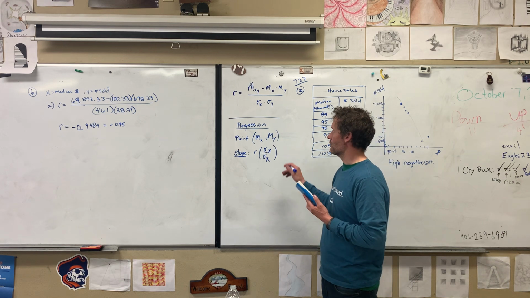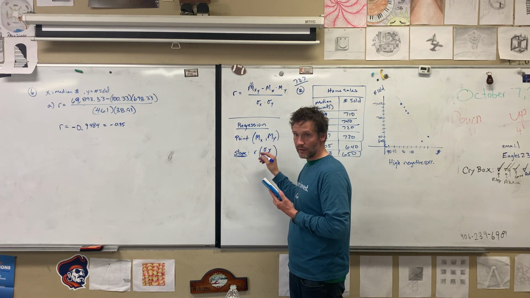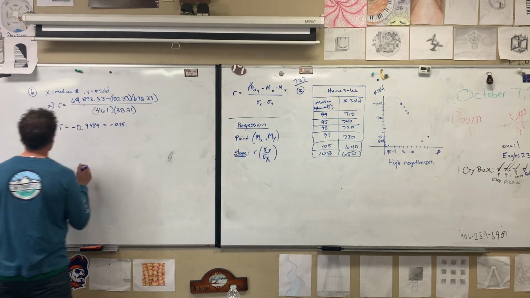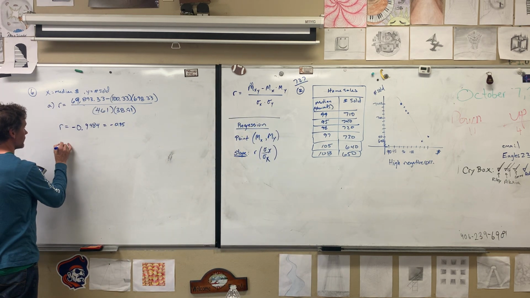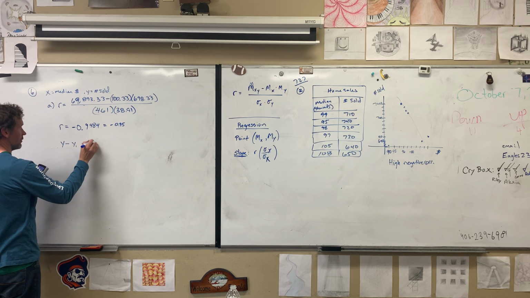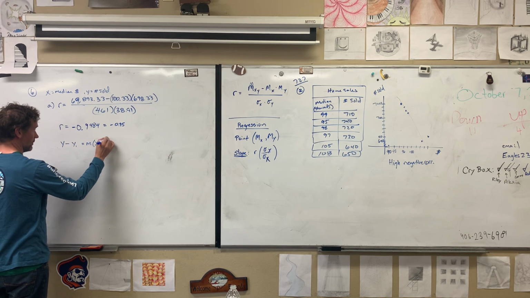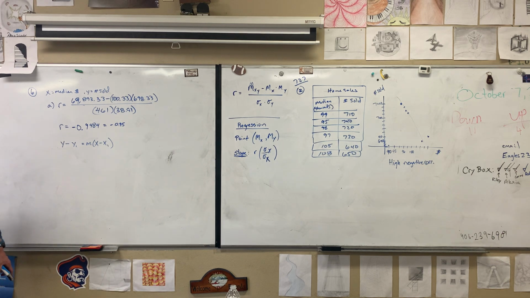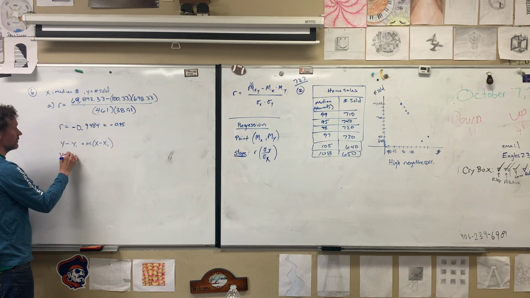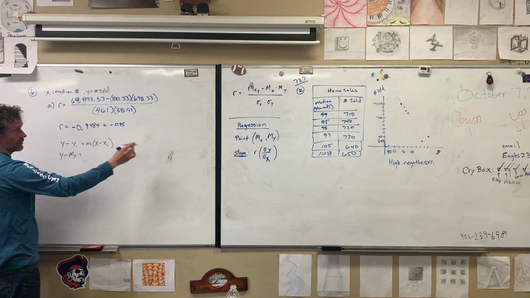Remember, to find the equation of the regression line, you need a point and you need a slope. So what we're gonna do is, we are going to plug into point slope form, which is y minus y1 equals m times x minus x1. Now, what do we use for y1? What do we use for x1? Well, we're going to use, remember the point we use is M sub X, M sub Y, and how do we find our slope?